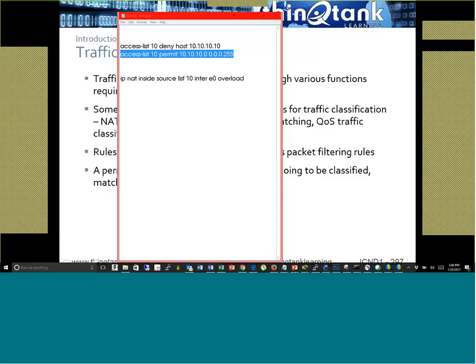The key that I want you to understand with this topic, though, is that when you're using an access list as a classifier, a deny means don't classify it. A permit means to classify it. Does that make sense?